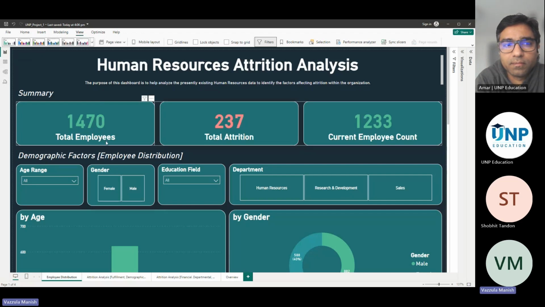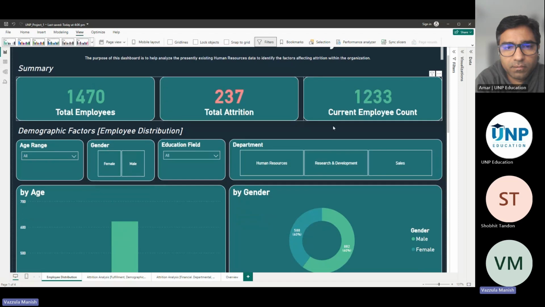So the general summary of the data that's present is that we have 1,470 employees, out of which 237 have left the company, which is an attrition rate of 16 point something percent. So this is our current employee count. And so basically what we're trying to understand is what causes that. So let's first try to understand what is the data that's present before we try to understand what kind of causal factors are causing the attrition that exists.